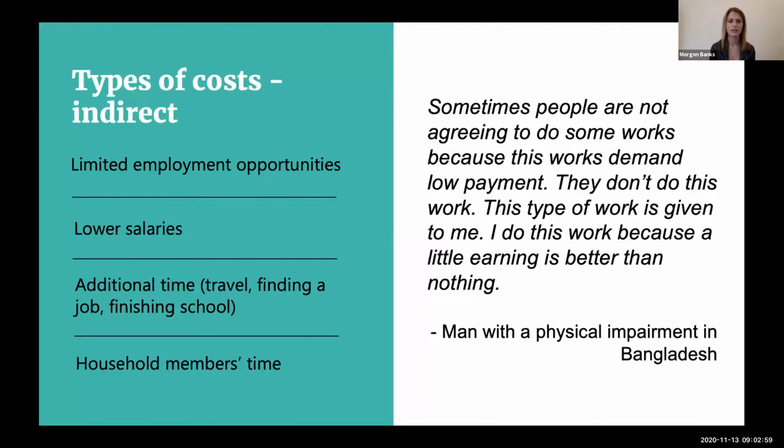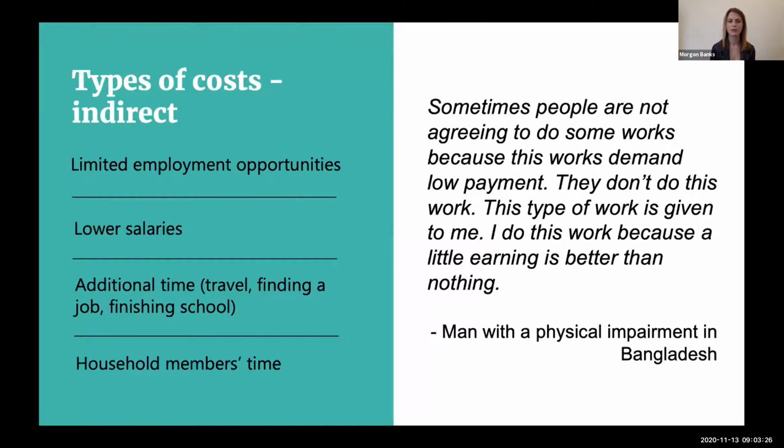We also saw indirect costs in terms of additional time. So travel was a big one. For example, even people that could use public transportation, some of them would have to wait longer periods for a slightly more accessible bus to come through that would maybe stop for them to board, or that would have a low enough entryway that they could climb on. It also took much longer to find jobs, so that's more time out of the job market.